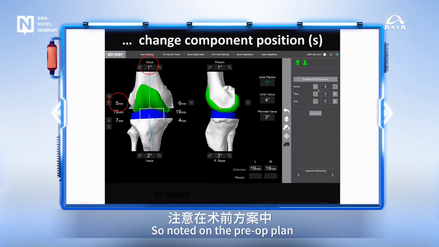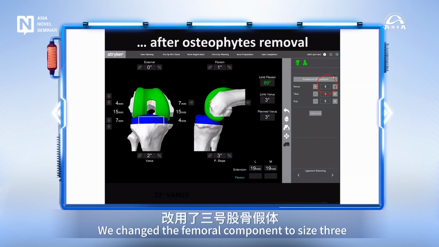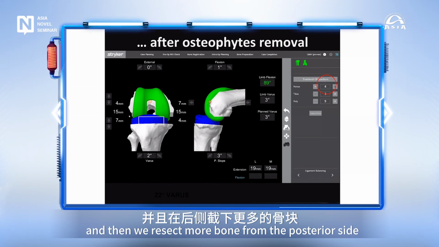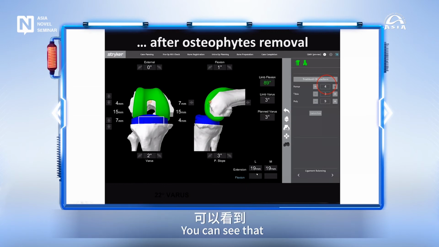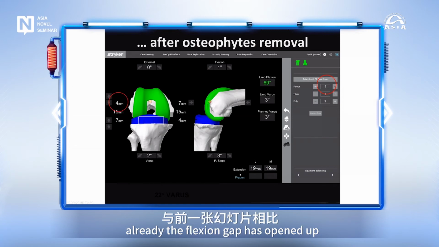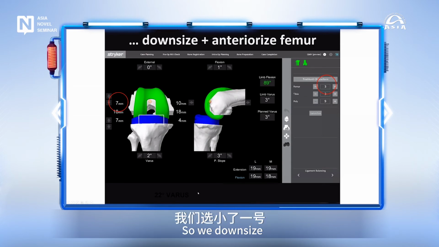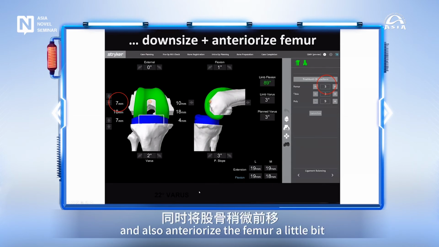So we noted on the pre-op plan, the femoral component size is 4. So in this sense, the difference between the flexion gap and the extension gap is about 4 millimeters. So we want to downsize the femoral component. We changed the femoral component to size 3. So we downsize it, and then we resect more bone from the posterior side. You can see that after we changed the femoral component, already the flexion gap has opened up compared to the previous slide. So we downsize and also anteriorize the femur a little bit.